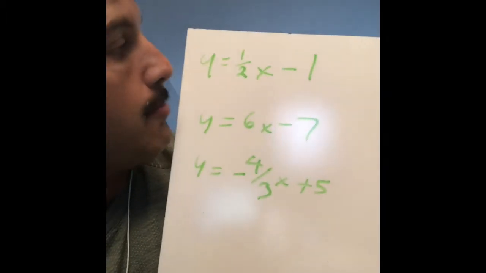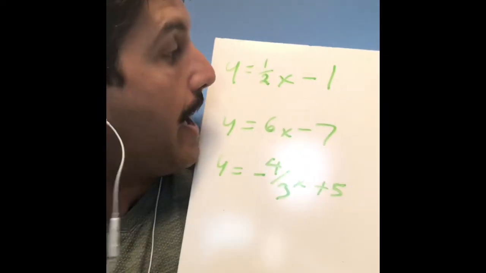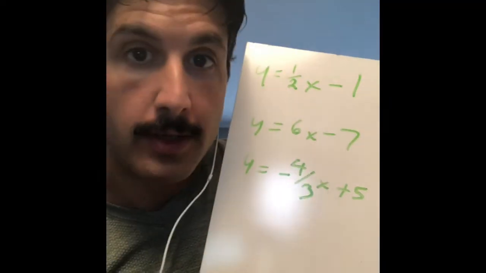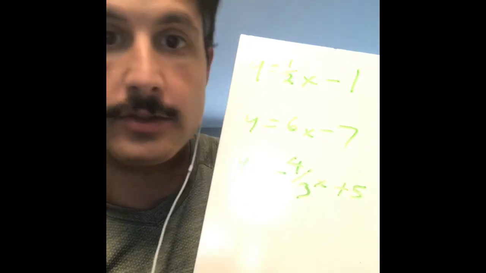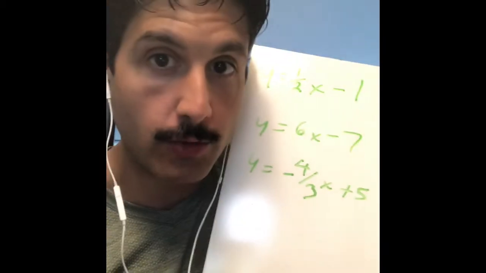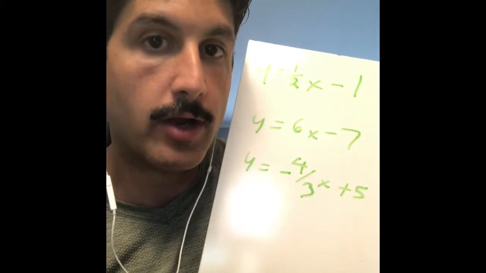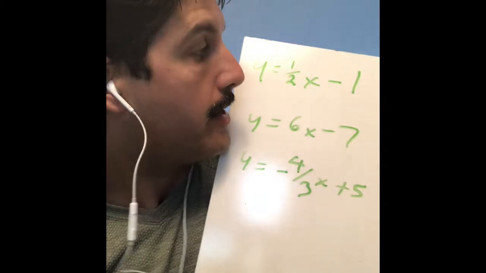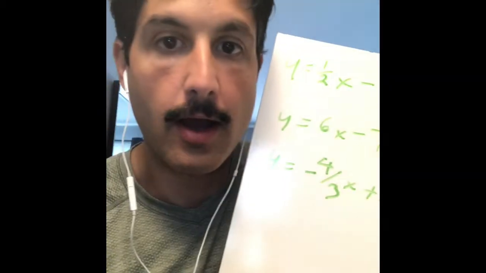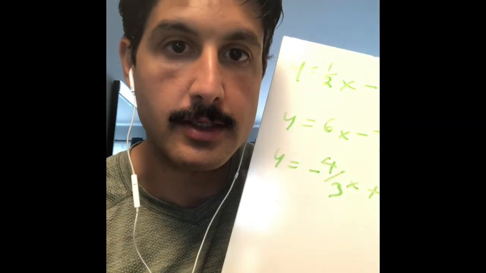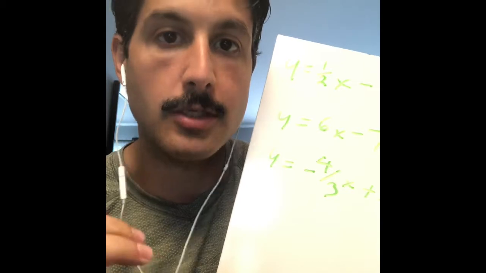In the first example, we have y equals half x minus 1, where half is the slope, so a rise of 1 and a run of 2. So visually it'd go up to the right, going up by 1 over by 2. And the y-intercept is at -1. So where it crosses the y-axis is at -1, and it's slowly going up to the right.